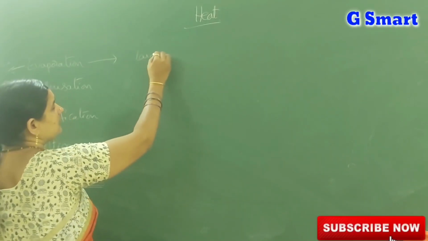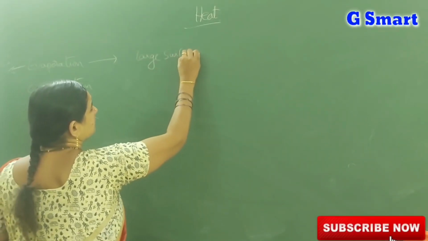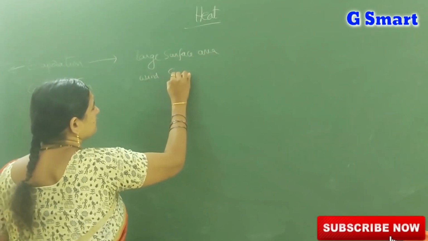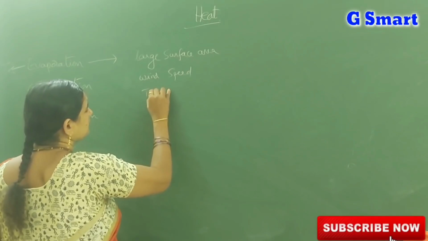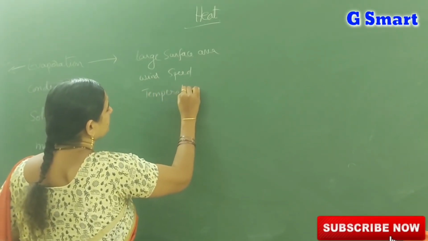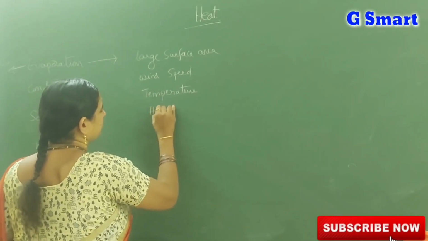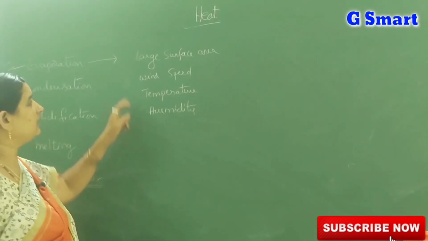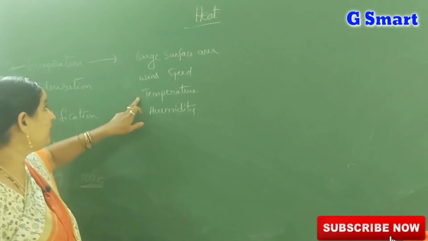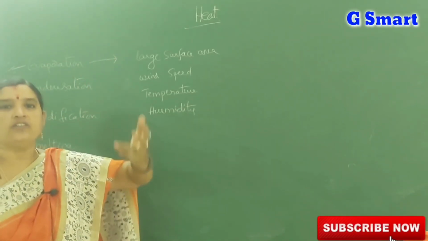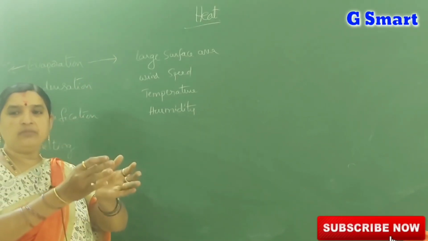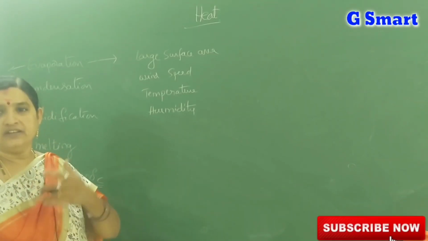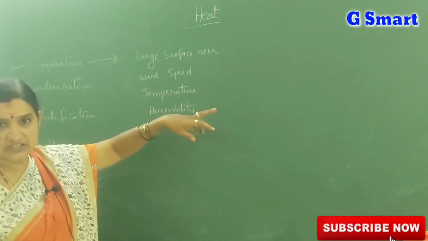Factors affecting evaporation: large surface area, wind speed, temperature and humidity. These are the factors affecting the rate of evaporation. How do they affect the rate of evaporation? Rate of evaporation means how fast or slow evaporation takes place. The evaporation takes place either slowly or fast. That is called rate of evaporation.